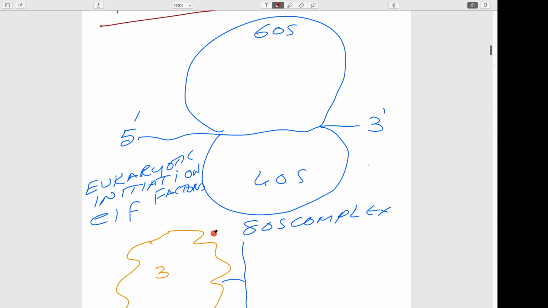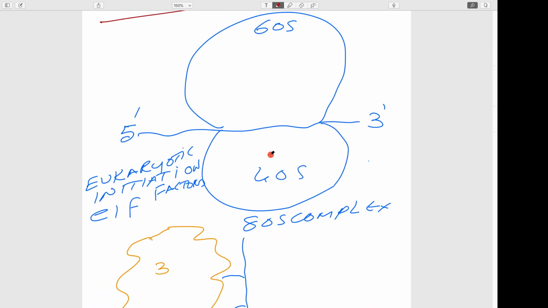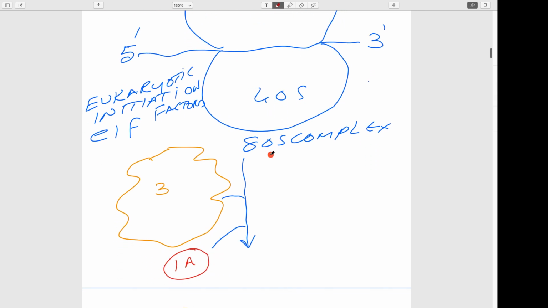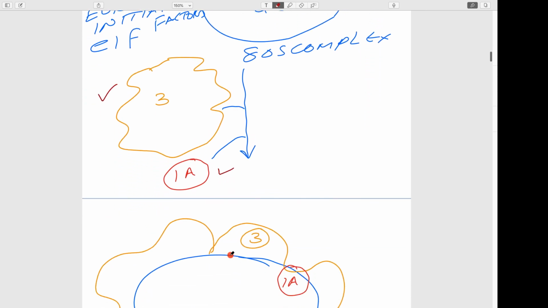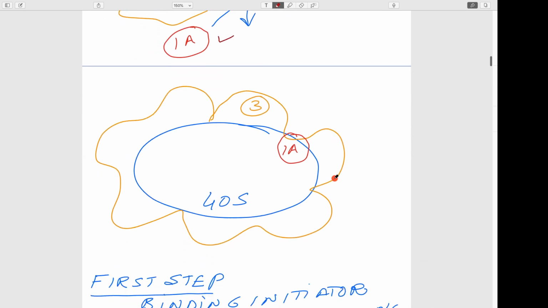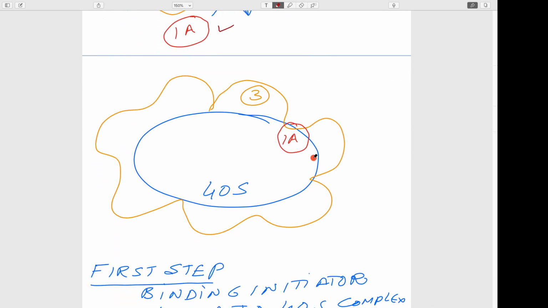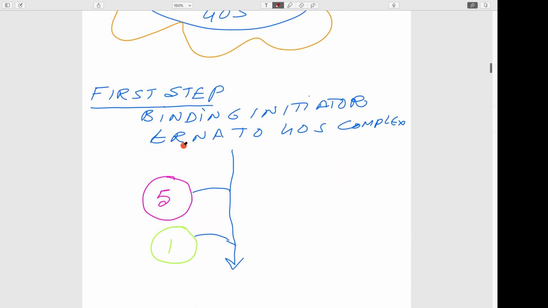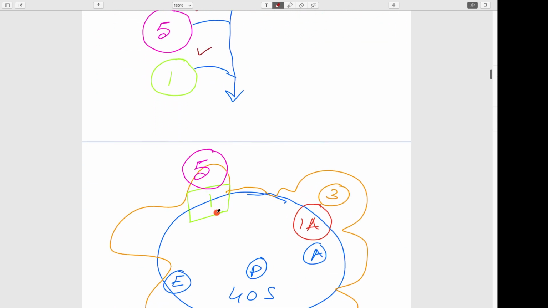Okay, then let us see what happens. So initiation never starts with the 80S. It starts with only 40S. In the presence of factors 3 and 1A, the 40S binds them, and this binding has taken place. So the first step, what happens? Binding of initiator transfer RNA to the 40S complex, then binding of factor 5 and 1 takes place. Here I have shown it.